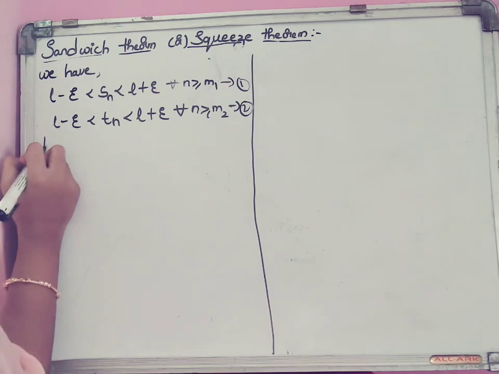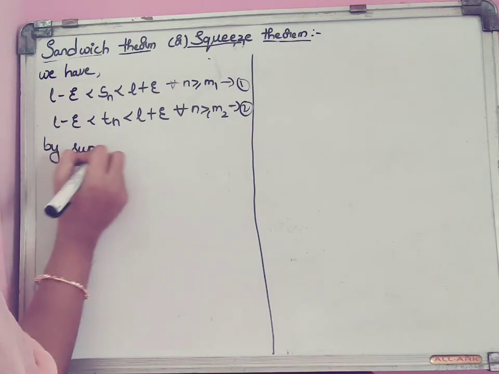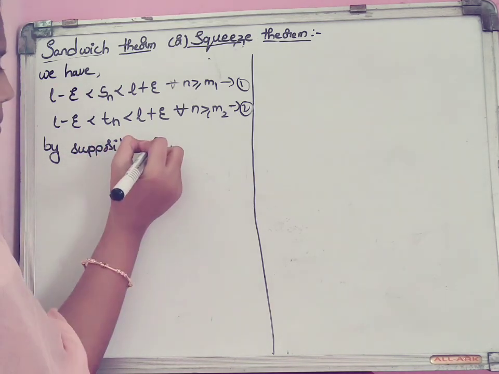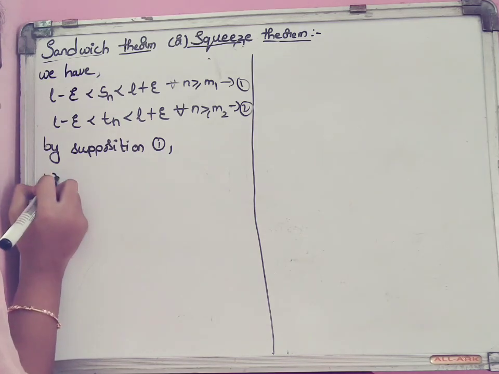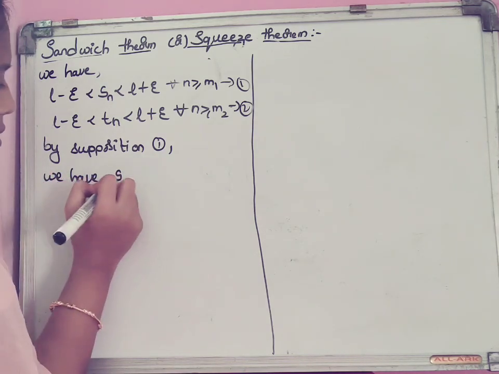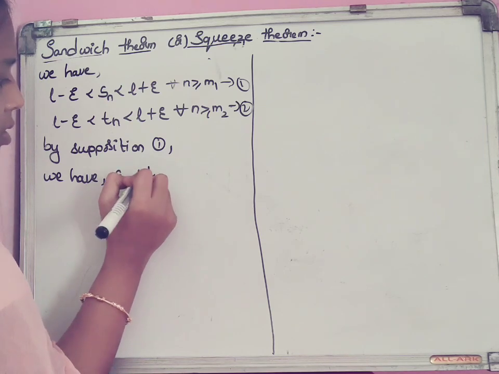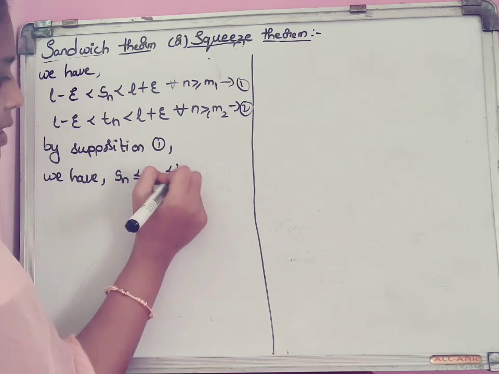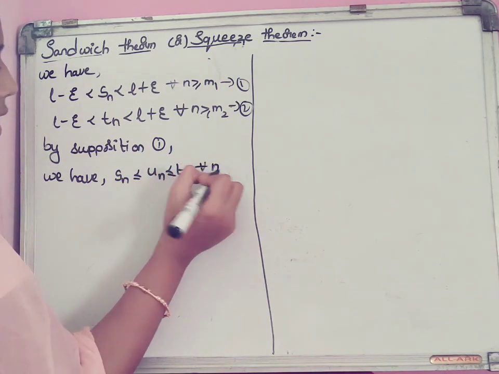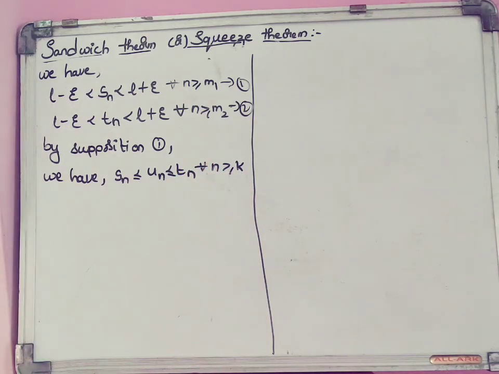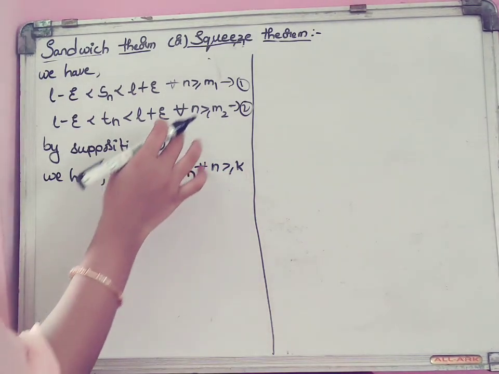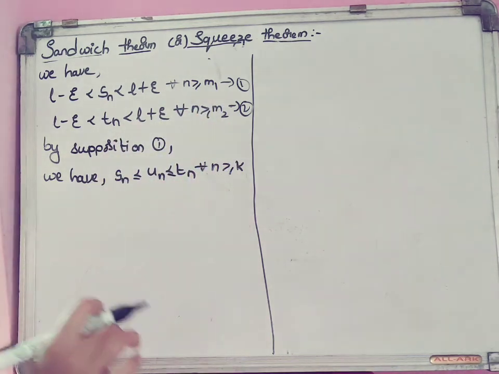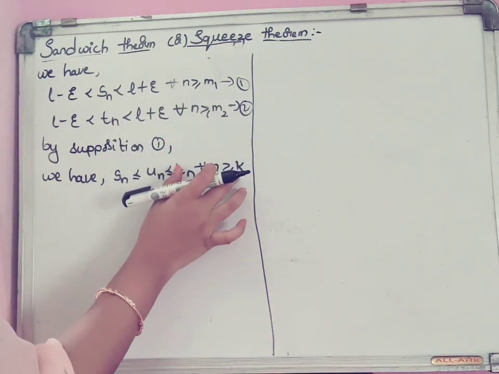What is our supposition 1? By supposition 1, we have Sn less than or equal to Un less than or equal to Tn for all n greater than or equal to k, where k is a positive integer. See here, n greater than or equal to m1, n greater than or equal to m2 and n greater than or equal to k. m1, m2, k are positive integers.